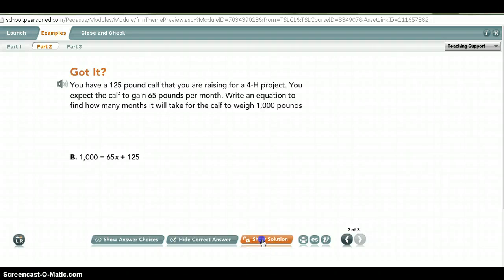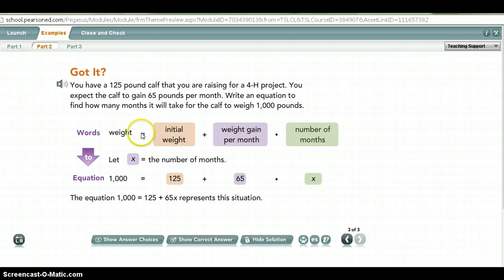The answer was B, and this is why. We have the final weight, the initial, so beginning weight, how much weight per month, and the number of months. We're going to say x being the number of months. We knew the end weight, what we want to weigh at the end of the time, was 1,000 pounds. We know it began when we got it at 125 pounds. We know that it was going to gain 65 pounds each month. So this is the number of months we just need to find. So we have the 1,000 pounds is equal to the 125 it began at plus 65 pounds per month times the number of months.